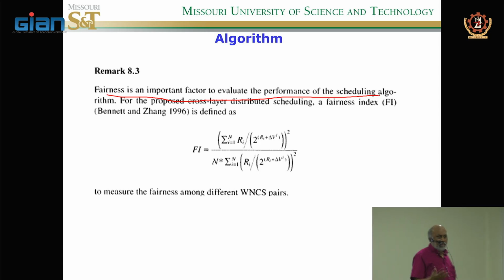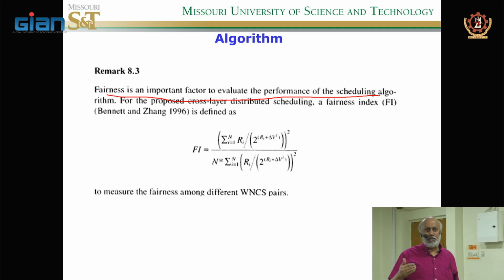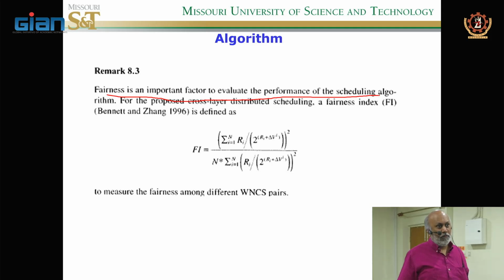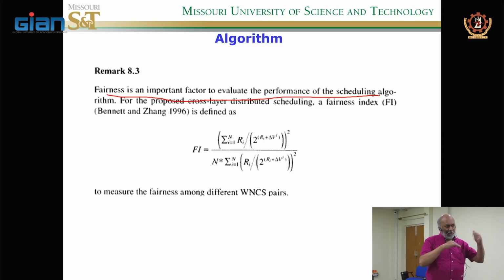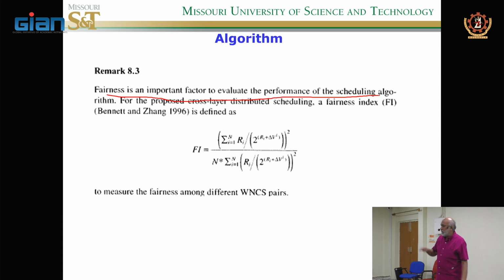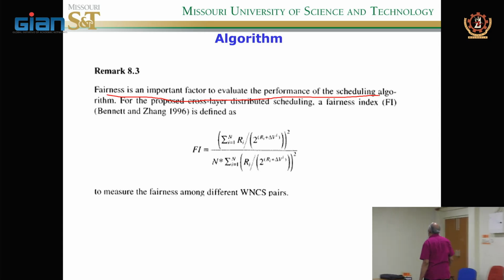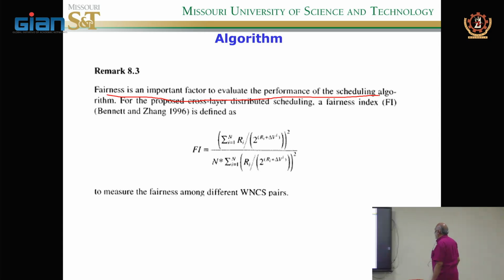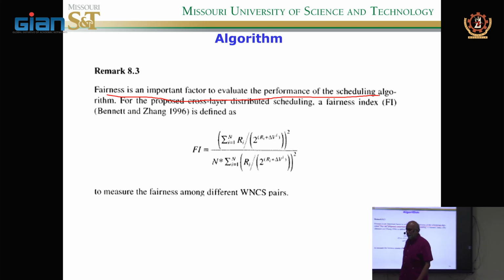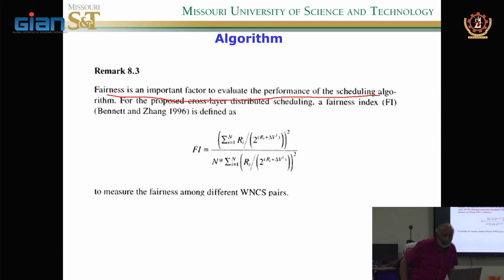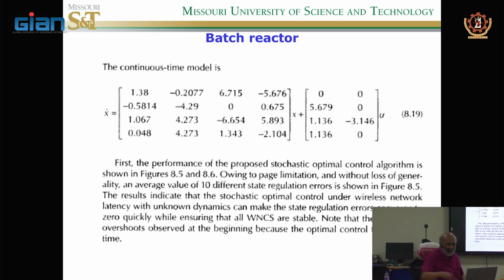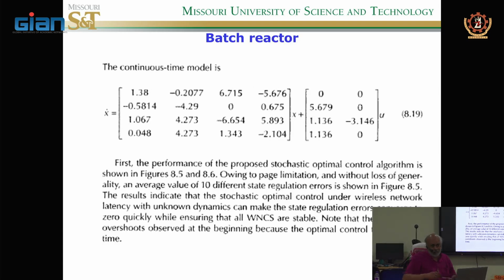You see what I'm trying to say? If you have more traffic, you should be given opportunity to access the network. Unless you access it, you will not be able to transmit the information you want to communicate. So that's how we try to check the fairness index, and then compare whether everybody has been treated equally, or close enough to equally. So let's see whether it works.